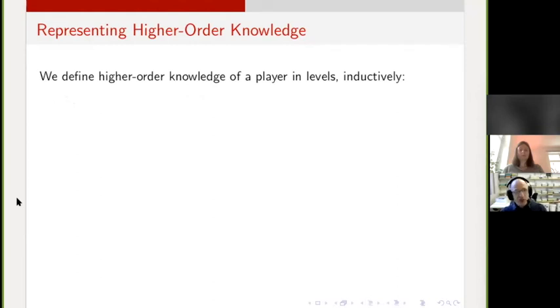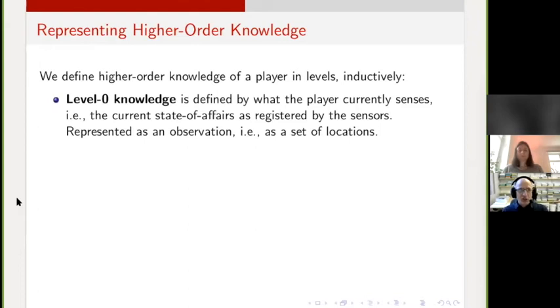So now we get to the point of how we represent higher order knowledge. This notion we define inductively in the following way. Level zero knowledge would be what we could consider no knowledge. This is just what we observe now. You don't need to recompute anything, because it's always defined by what you currently see.